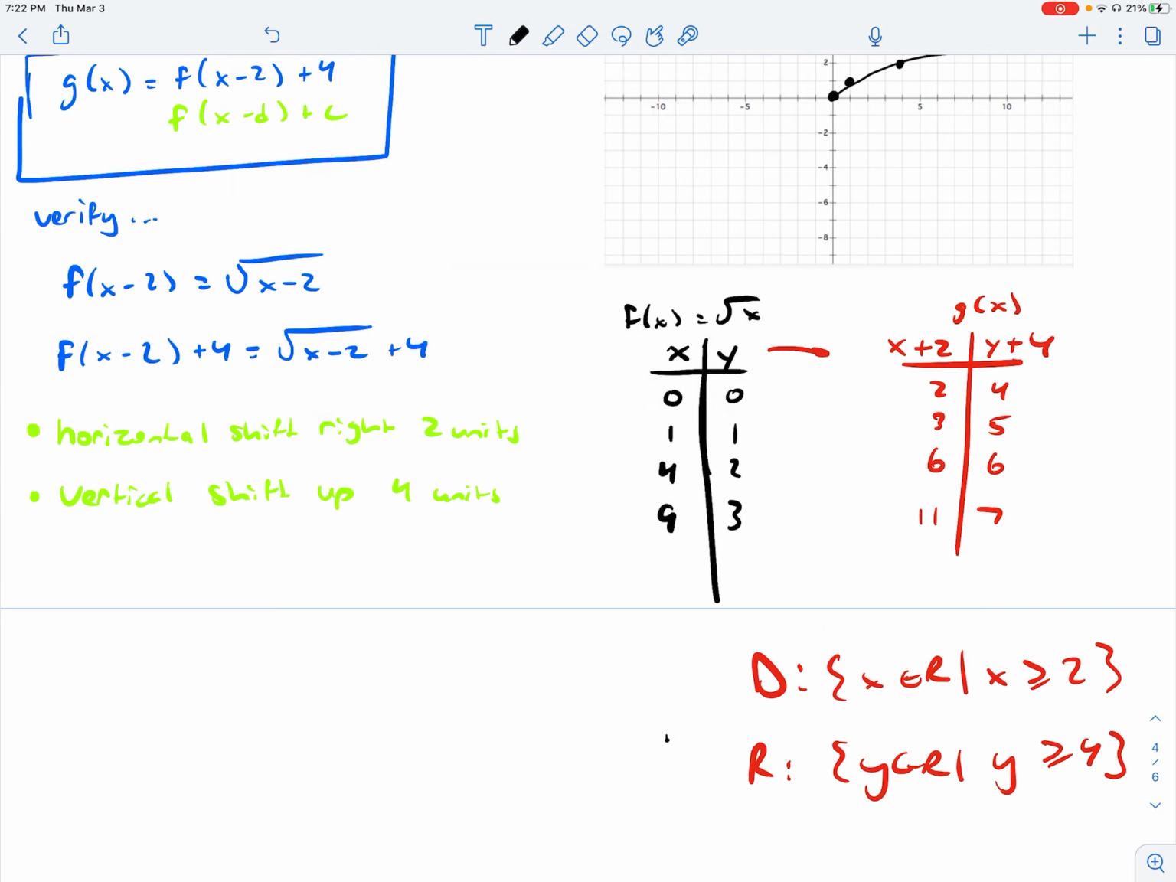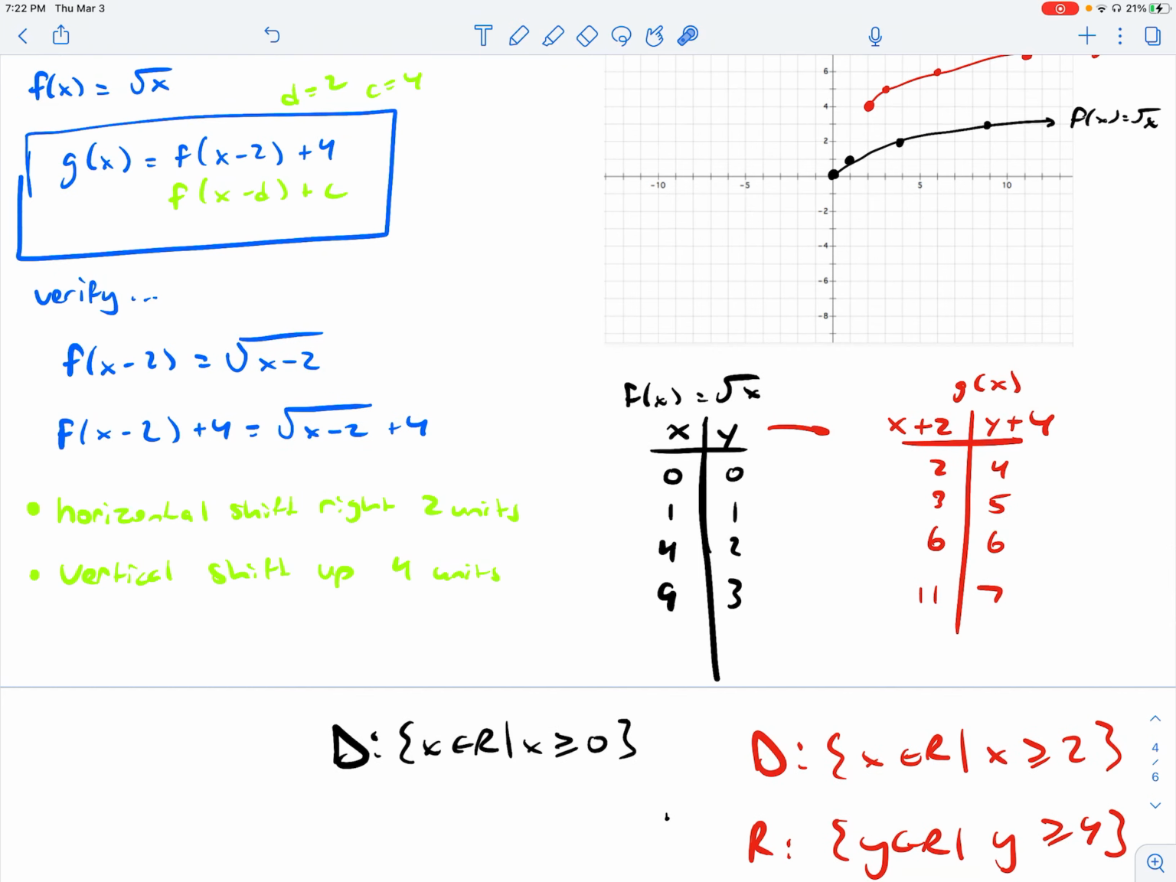We still need to do it for the base function. So the base function, we can say domain, x is an element of R, x is greater than or equal to 0, because that starts at 0 and then works its way out. The range, y is an element of R, and y is greater than or equal to 0. So that starts here and then works its way up.